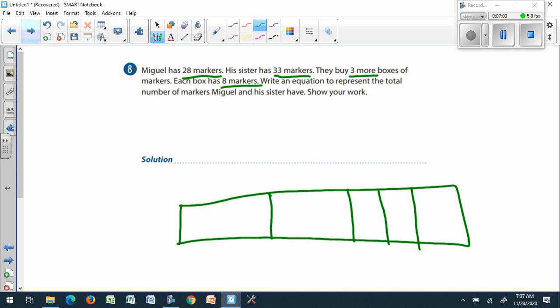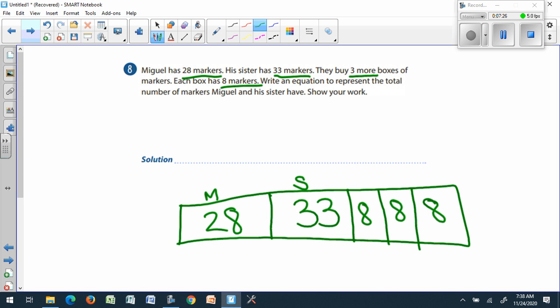Okay, in my first box, I'm going to put 28, because that's Miguel. And then his sister has 33. And then they buy 3 more, and each of those 3 has 8 in them. So your box should look like that. Okay, now let's write our equation.